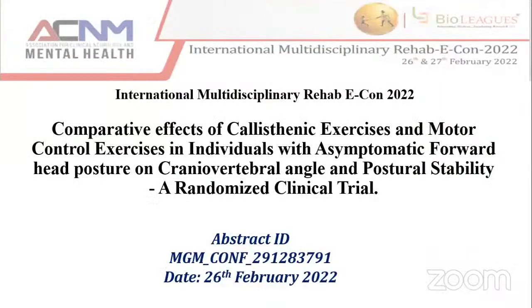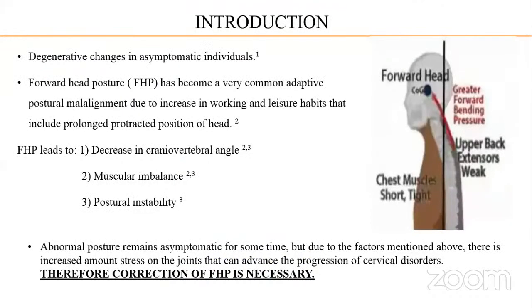Good afternoon. The title of my study is Comparative Effects of Calisthenic Exercises and Motor Control Exercises in Individuals with Asymptomatic Forward Head Posture on Craniovertebral Angle and Postural Stability, a Randomized Clinical Trial. Degenerative changes in the cervical spine start in the early 20s and are present even if the individual is asymptomatic. Forward head posture has become a very common adaptive postural malalignment, which leads to decrease in craniovertebral angle and muscular imbalance, which we commonly refer to as upper cross syndrome. It also leads to postural instability.